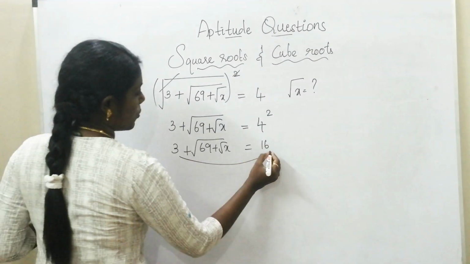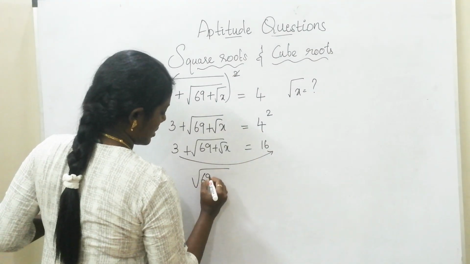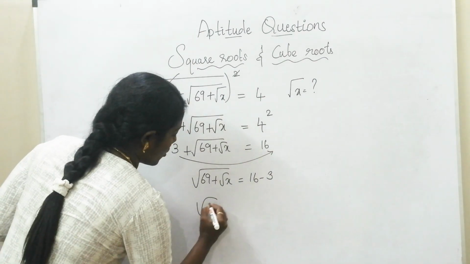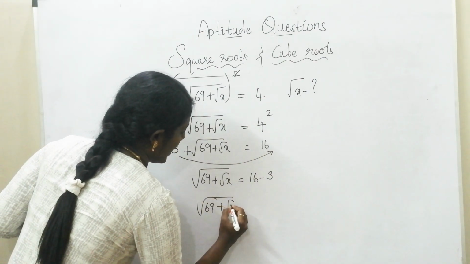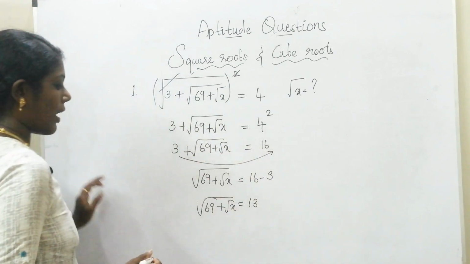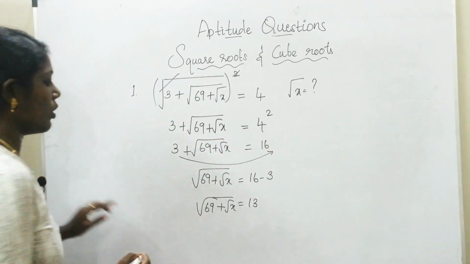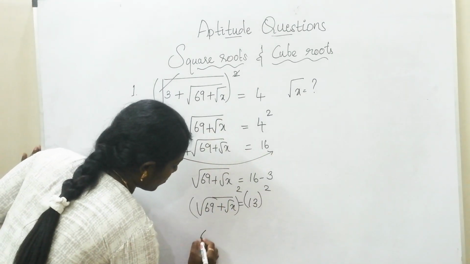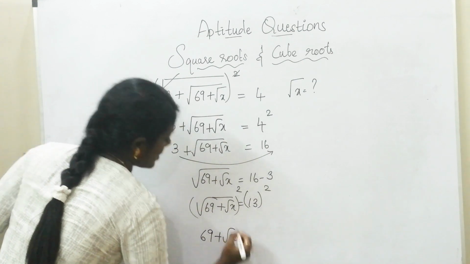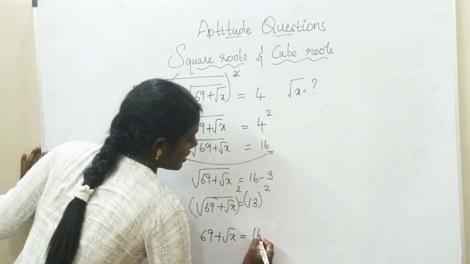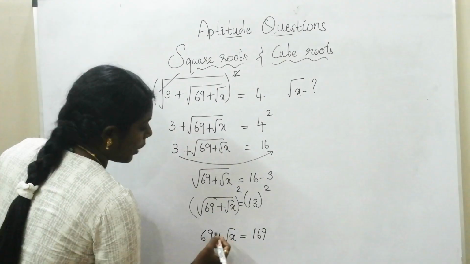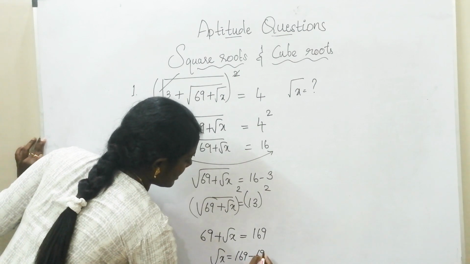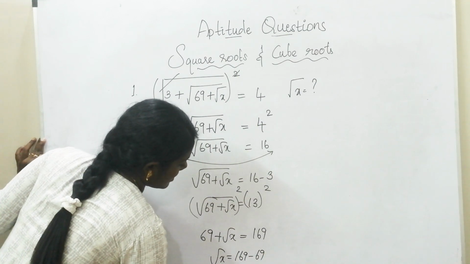Now I am going to transpose this 3 to the other side. So root 69 plus root x is equal to 16 minus 3, which is 13. Now again I am going to remove the square root, so I square on both sides. So it becomes 69 plus root x is equal to 13 square, which is 169. Now I want the value of root x, so root x is equal to 169 minus 69, where root x is equal to 100.